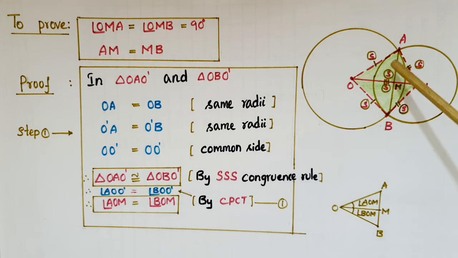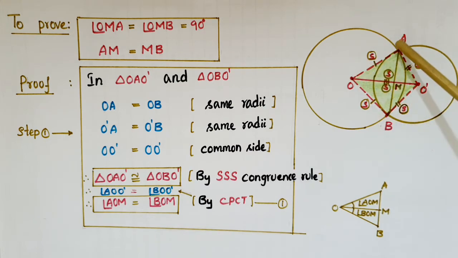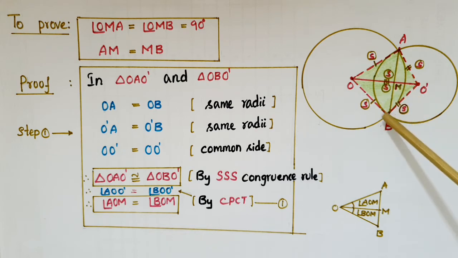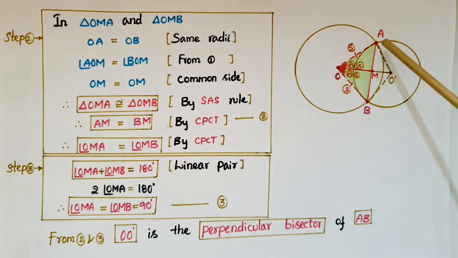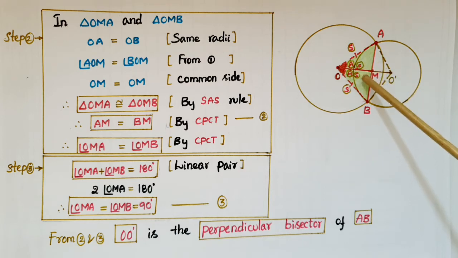Once these two triangles are congruent, we can equate the corresponding parts of these two triangles. Therefore, angle AOO dash is equal to angle BOO dash by CPCT, and angle AOO dash is equal to angle AOM, and angle BOO dash is equal to angle BOM. So right here angle AOM is equal to angle BOM. This is the first equation. We have to prove that AM is equal to BM and these two angles are 90 degrees, so these two are parts of these two triangles.